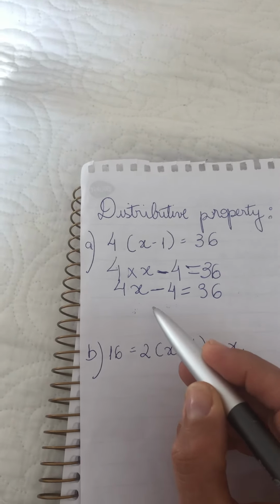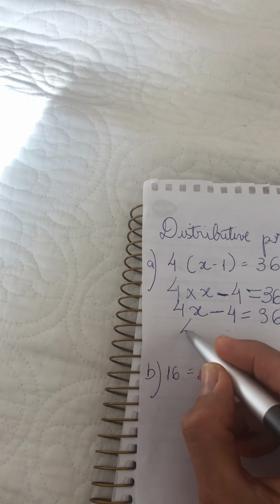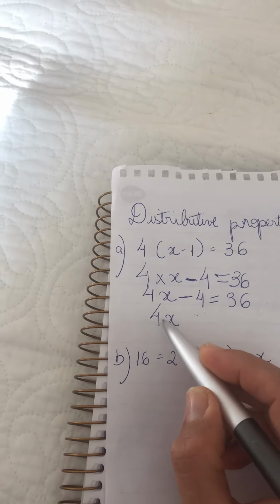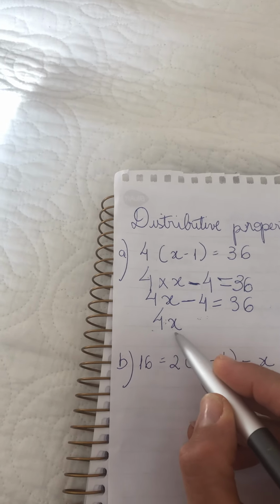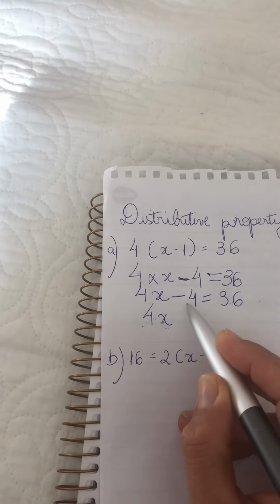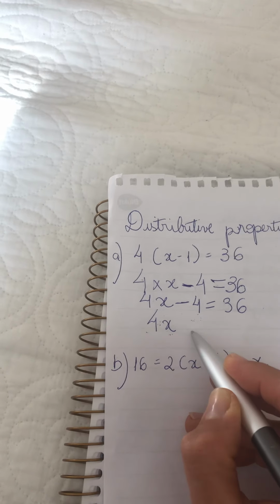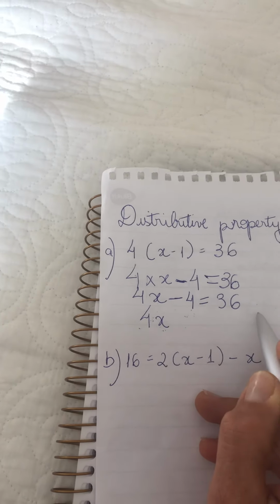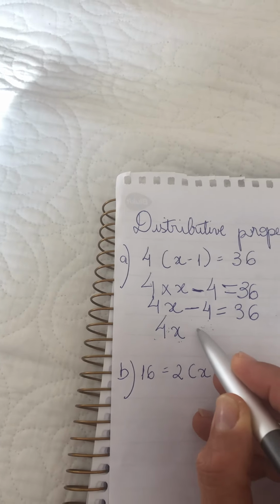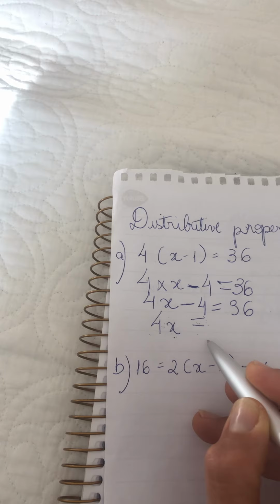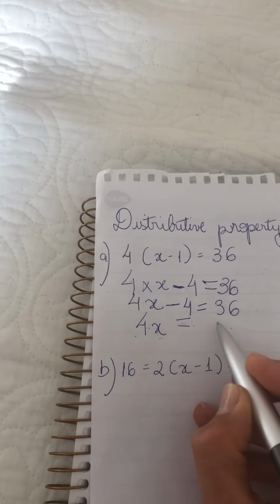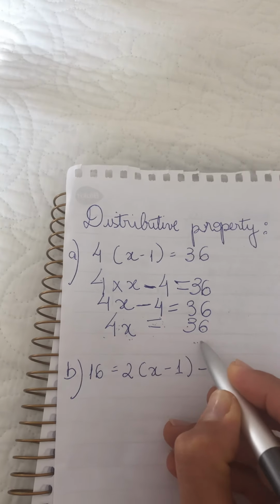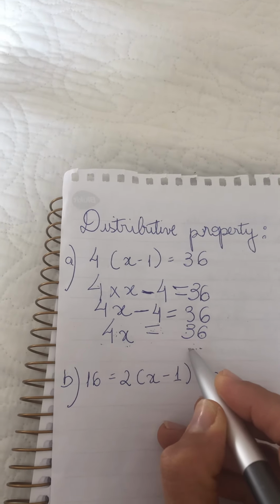So that means I will keep 4 with x here because the 4 is followed by the x, the letter. But I don't want this minus 4 here because it's strange to me. I want it to be on the other side. So I just move this one to the other side. I forgot the 36. Okay, 36 is still here. I don't move it because it's on the right side.